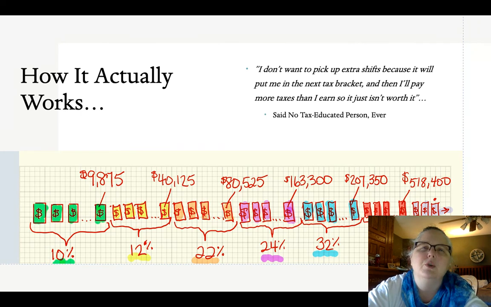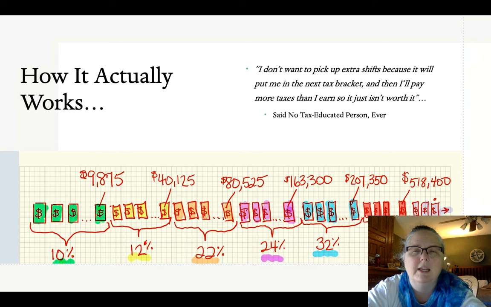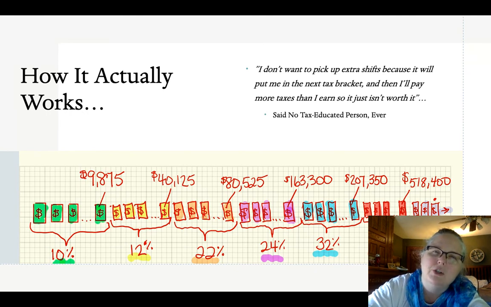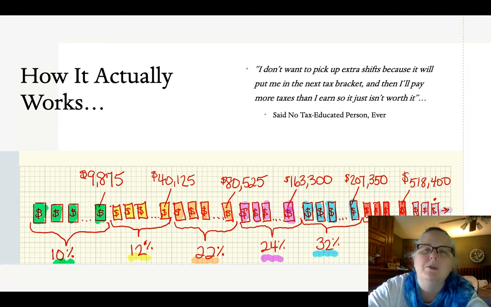So the next bracket is 22%. And you'll see that that bracket is from 40,125 up to 80,525. So obviously we know that 40,125 is the zero point of it, and 80,525 is the high point of it. The bookends, shall we say, if you will. And we see that as well for 24%. So nothing that happens in the next bracket is retroactively changing anything in the bracket before. Nothing.